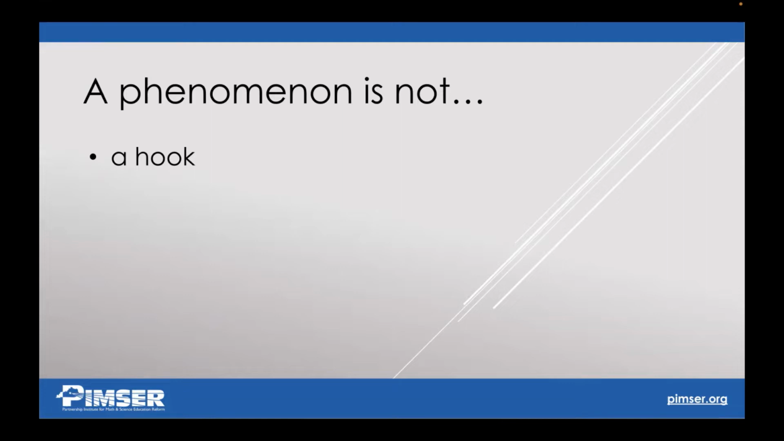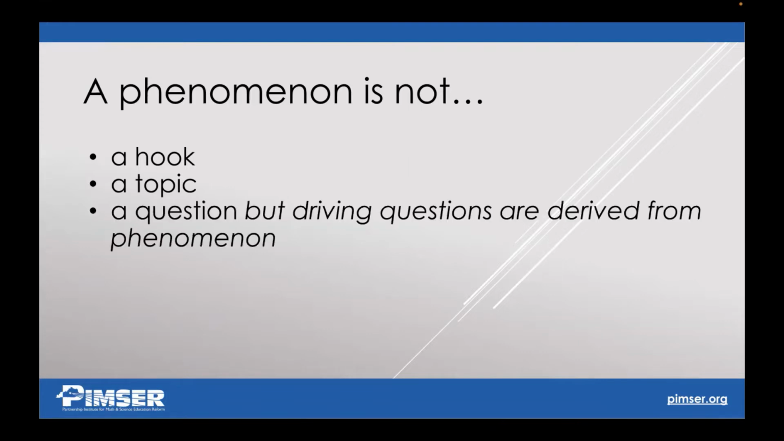It drives the instruction. It's the reason we're doing what we're doing and learning what we're learning. It's not a topic. Topics like human impact are too broad. Topics don't help focus the learning and make it manageable. This next one can be a little misleading. Although we develop a driving question from the phenomenon, the question isn't the phenomenon.